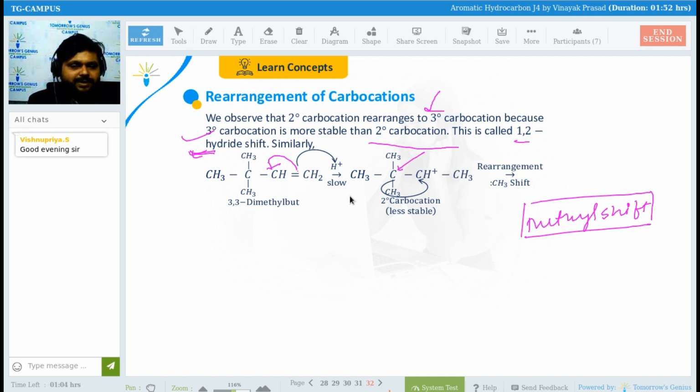Now you may ask me, sir, if this is a 4 degree carbon, this is already more stable. Then why are you doing the reaction here? Actually, here is a 4 degree carbon, but this is not a 4 degree carbocation. We have to make a 3 degree carbocation, because this carbon is a 2 degree carbocation. We have created a 3 degree carbocation. We have just shifted this CH3 to this carbon only. Getting my point? So this is how the methyl shift has happened. Clear, everyone?